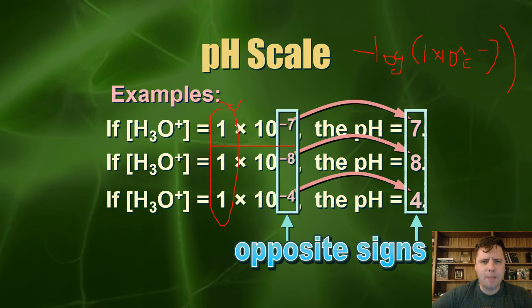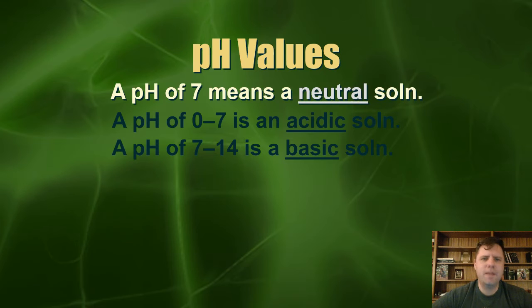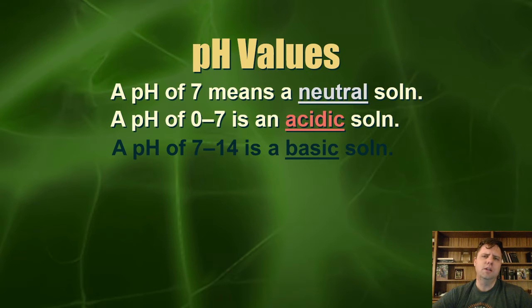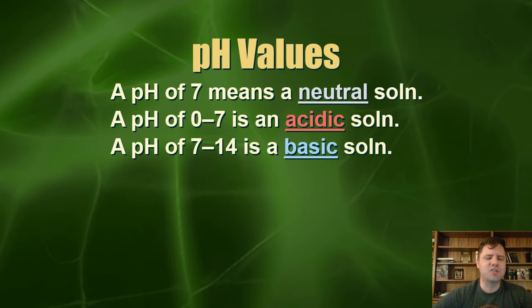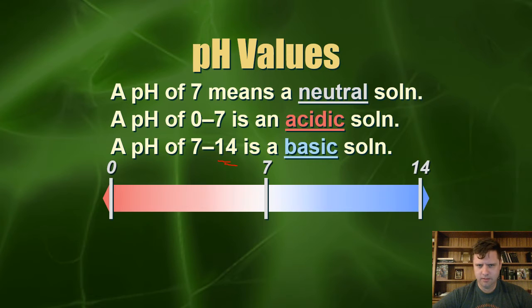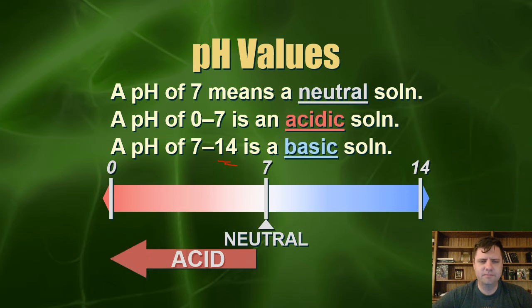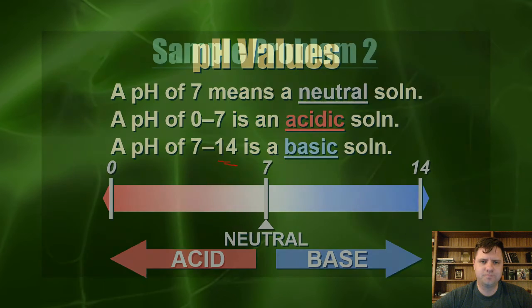But if this number happens to not be 1, then you would just put it into the calculator like this, and it will give you the value. A pH of 7 means that the solution is neutral. A pH of anything from 0 to 7 is acidic, and anything of 7 to 14 is basic. So the closer it is to 0, the more acidic it is. The closer to 14 it is, the more basic it is. So here's your scale. It's neutral at 7, acid lower than 7. It's a base when it's higher than 7.